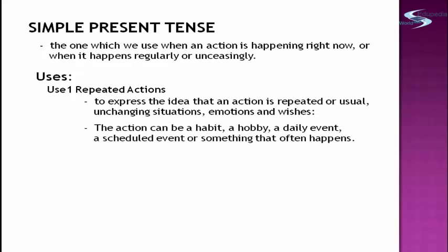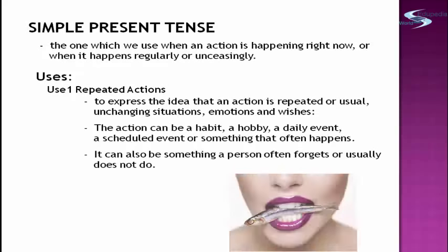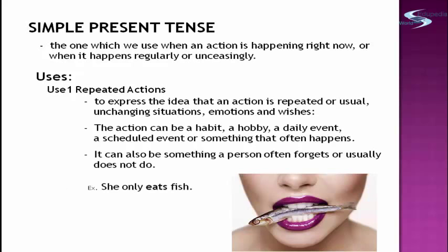It is also used under repeated actions, where the action can be a habit, a hobby, a daily event, a scheduled event, or something that often happens. Again, under repeated actions, the present tense can also be something a person often forgets or usually does not do. An example of a repeated action: She only eats fish.